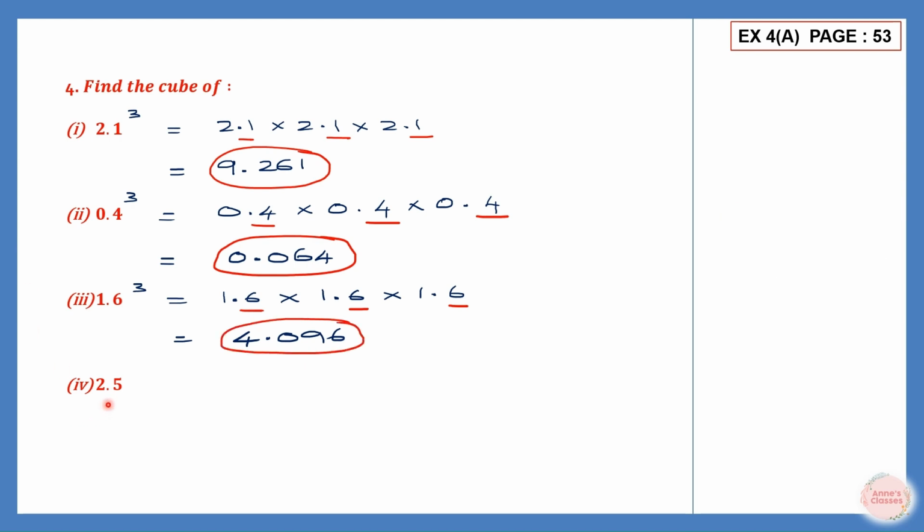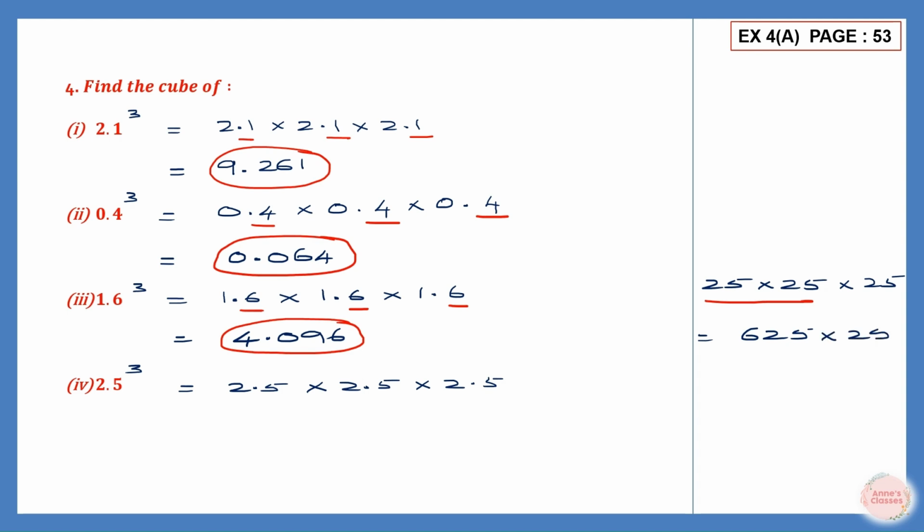Next question, the cube of 2.5. So let's write that. So this will be 2.5 into 2.5 into 2.5. Let's ignore the point and multiply. 25 into 25 into 25. Let's multiply this. 25 into 25, that is 625 into 25. So what is the answer that you get when you multiply this? We get 15,625.